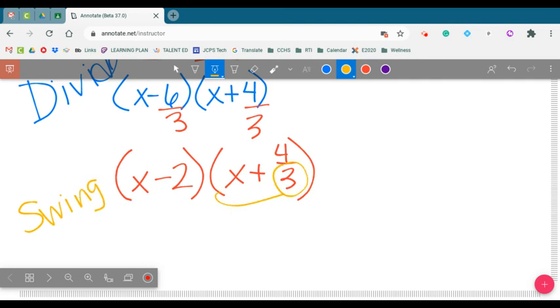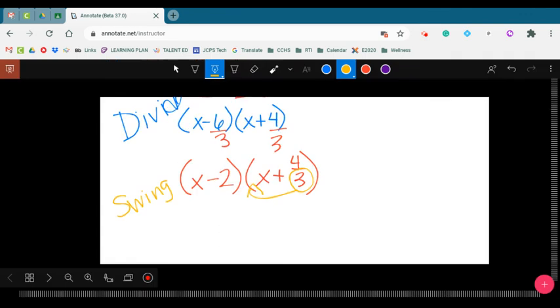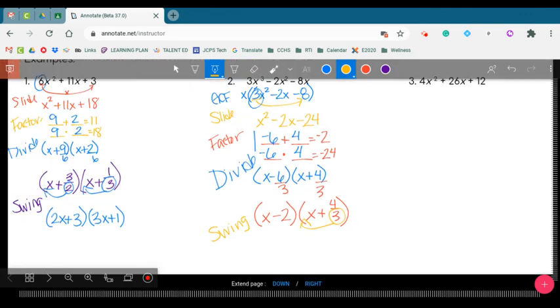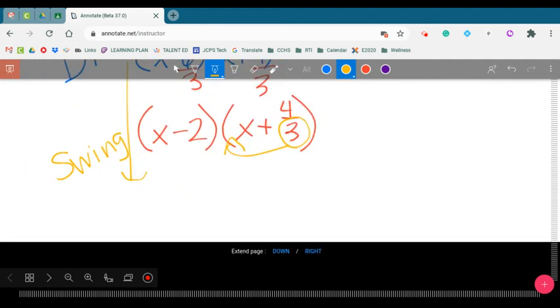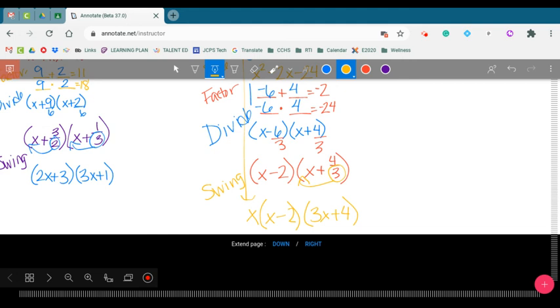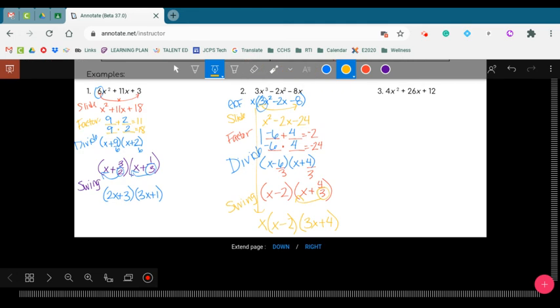So we only have one denominator that we have to swing to the front. So we cannot forget about this GCF that we pulled out, so we're going to bring that down. So we're going to have x times x minus 2, and then I swung that 3 to the front, so I'm going to have 3x plus 4. Okay, so that is number 2. Let's go on to number 3.